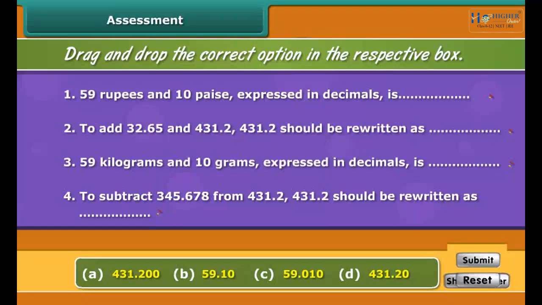It is time to check your understanding. Drag and drop the correct option in the respective box.